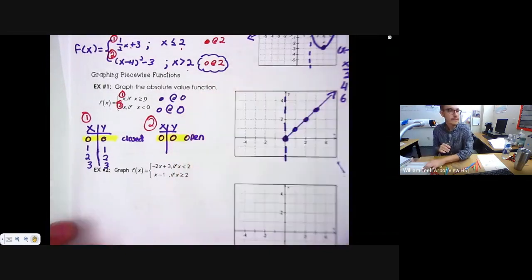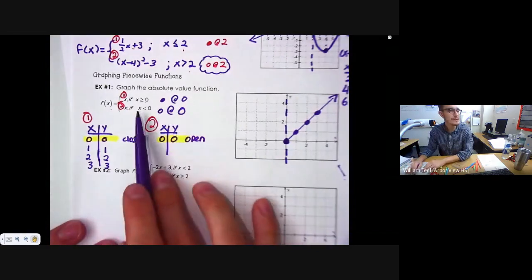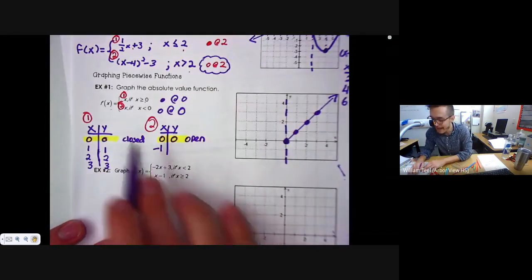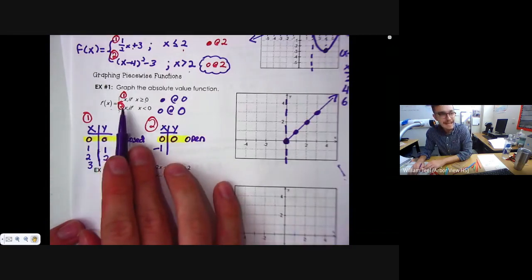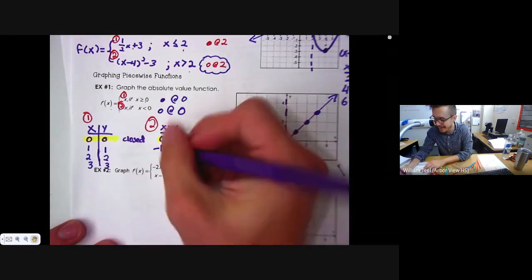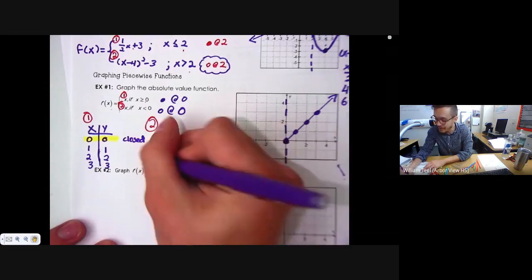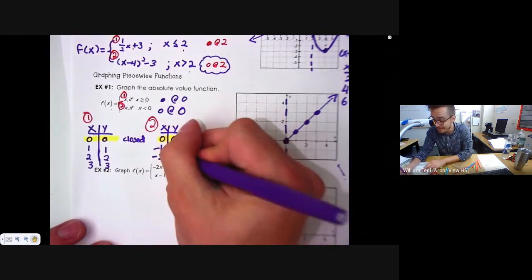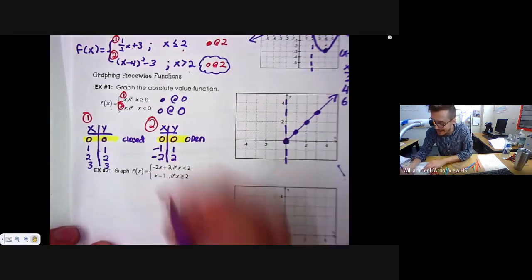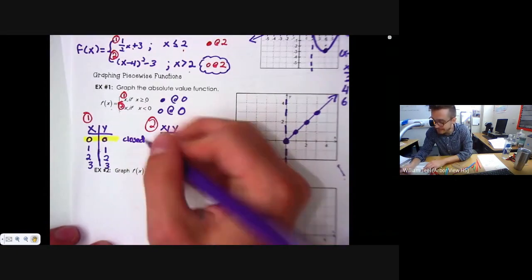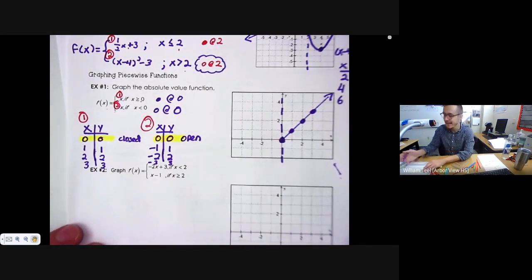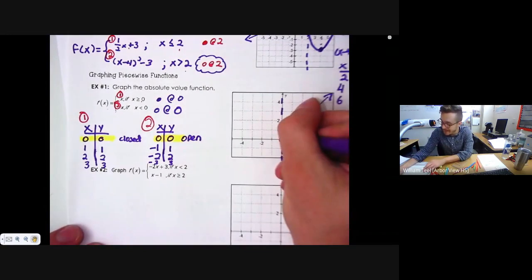Okay, so now let's do all values that are less than 0. Let's plug in negative 1. If I plug in a negative 1, I'm going to have a negative, negative 1. Negative times negative is a positive, so that's going to come out positive 1. If I plug in a negative 2, I'm going to get negative, negative 2, which comes out positive 2. And same thing if I plug in negative 3: negative, negative 3 is going to come out positive 3. So let's go ahead and graph those. At this one, I'm going to have an open dot.